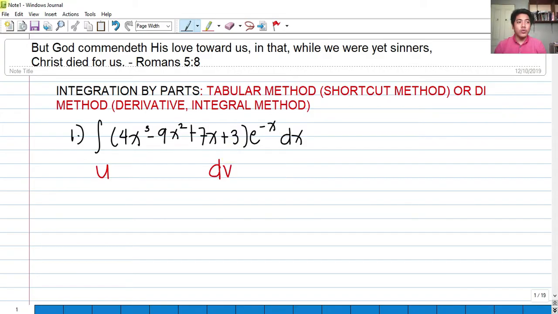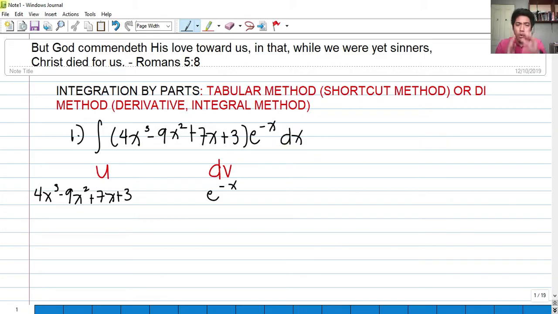We're going to choose u as our priority, LIATE: logarithmic, inverse, algebraic, trigonometric, and exponential. So in this case, we're going to choose u as 4x cubed, because that's the rule, minus 9x squared plus 7x plus 3. And our dv, of course, is e raised to negative x, excluding the dx first.